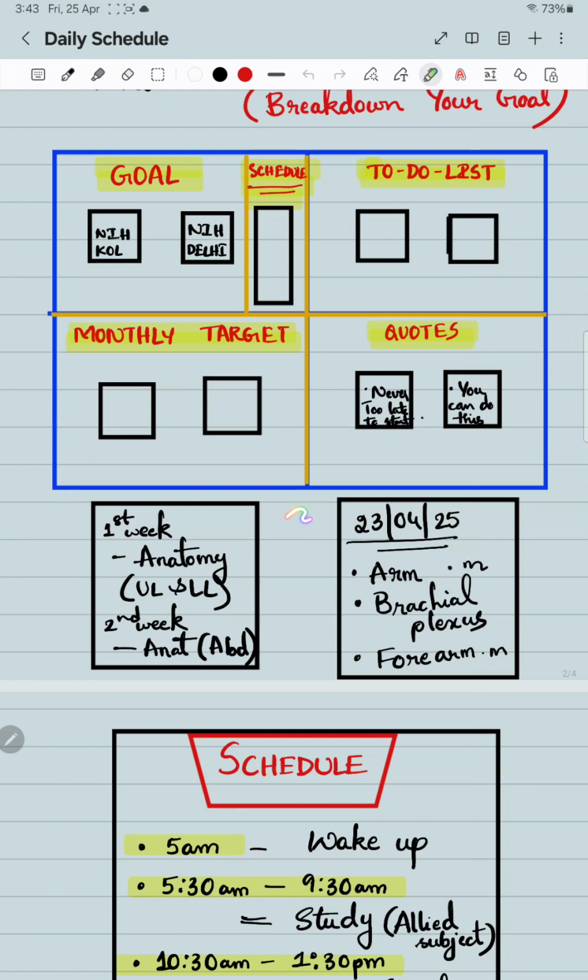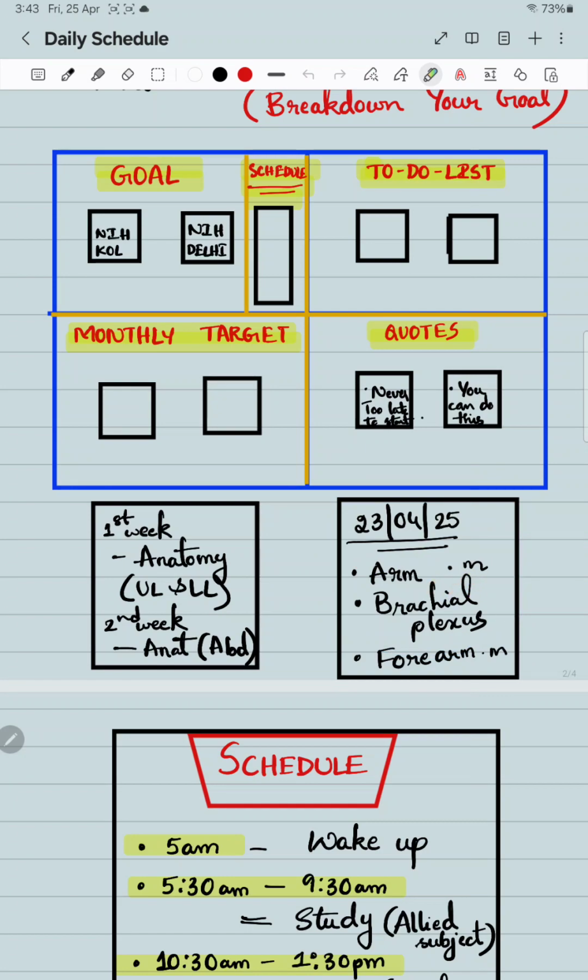For the monthly target, if I'm starting my preparation this month, I am starting with anatomy. In the first week I'm going to complete anatomy upper limb and lower limb. In the second week I'm going to complete anatomy abdomen. So to finish the first week's target, I'm going to make a to-do list for a particular day, like 23rd April.